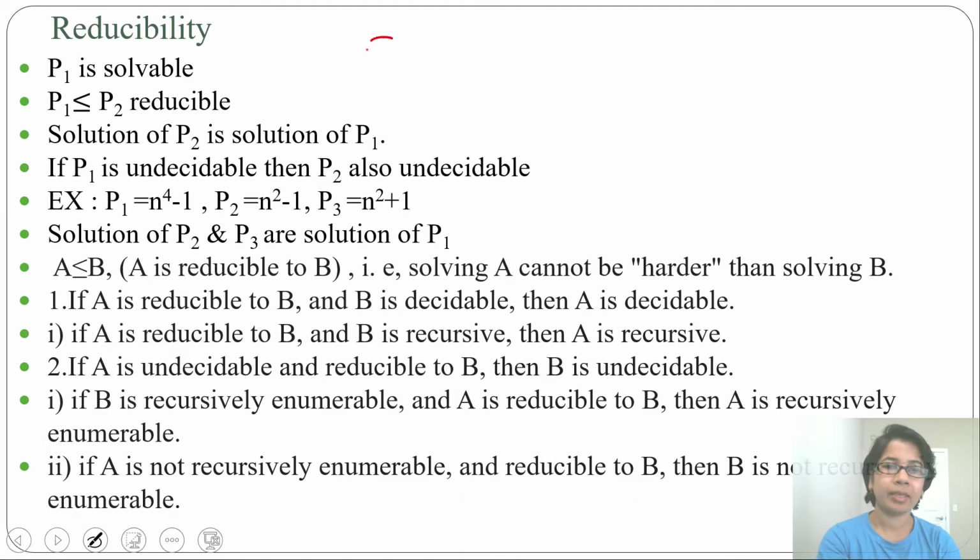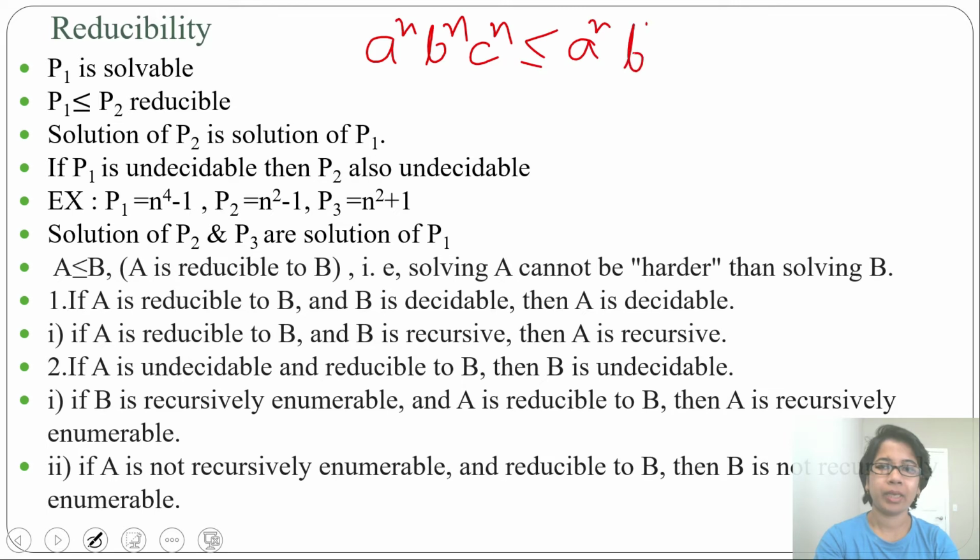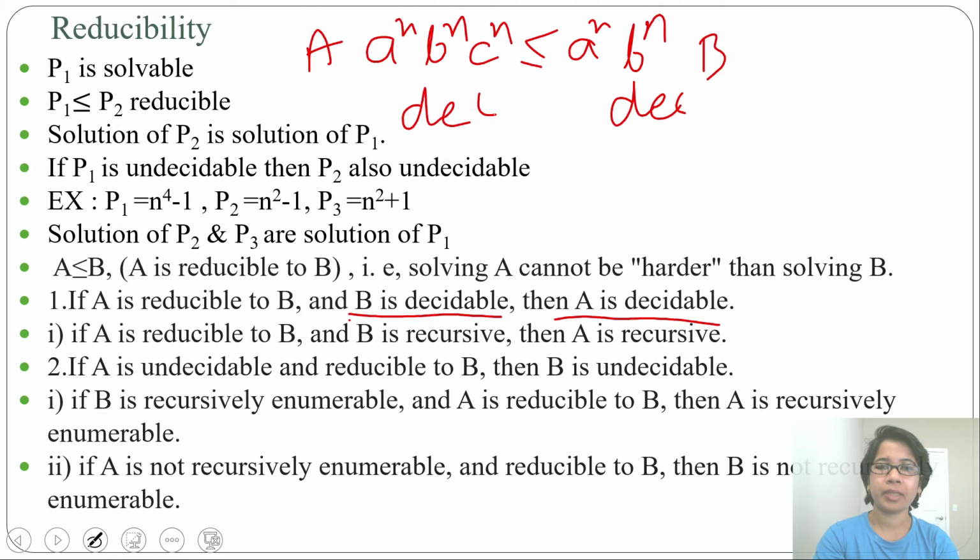Let's take an example: A power n, B power n, C power n is reduced to A power n, B power n. First rule: if B is decidable, then A is decidable. This is our A, this is our B. If this is decidable, then this is also decidable. This means if A power n, B power n is decidable, then A power n, B power n, C power n is decidable. And from this you can derive that if this is a recursive language, then this is also a recursive language.